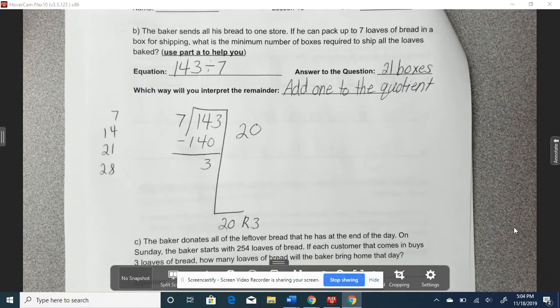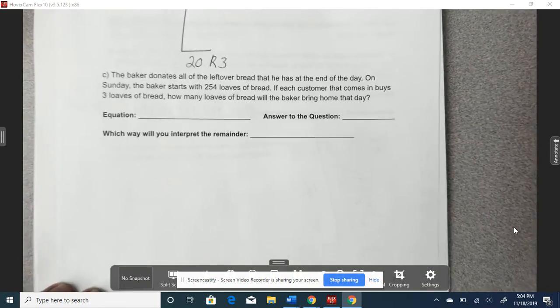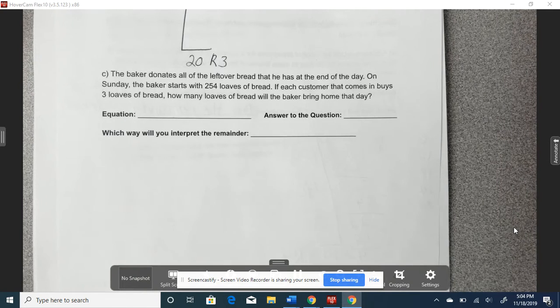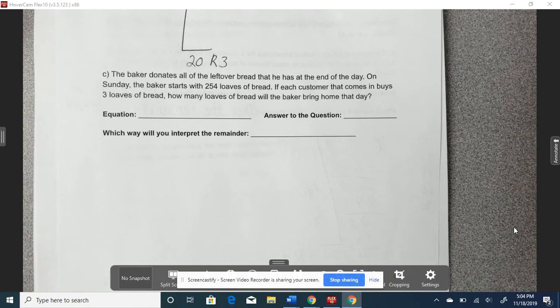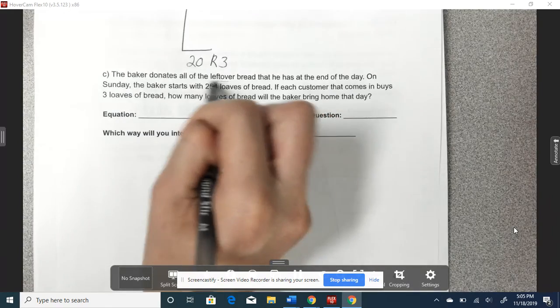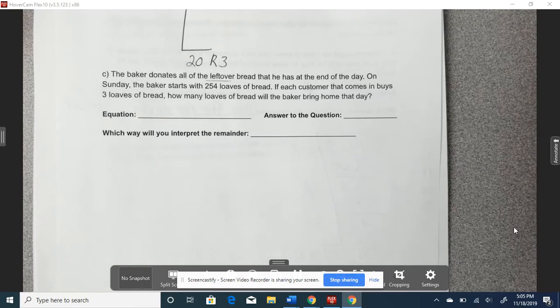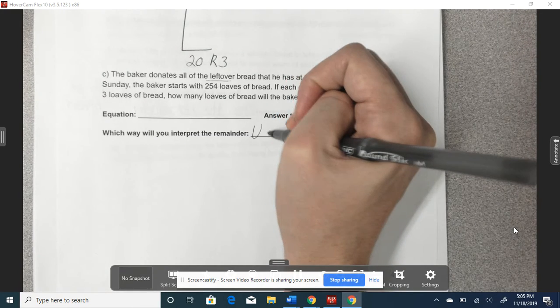All right, last one. The baker donates all the leftover bread that he has at the end of the day. On Sunday, the baker starts with 254 loaves of bread. If each customer that comes in buys 3 loaves of bread, how many loaves of bread will the baker bring home at the end of the day? Well, let's see. It says that he brings home the leftover amount. That's the remainder in our problem. So it looks like we're going to be just using the remainder.